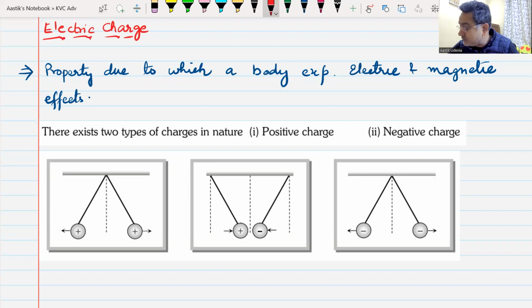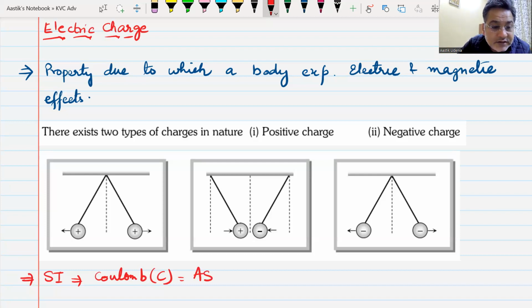The SI unit, what is the SI unit of charge? Coulomb. SI unit is Coulomb, denoted by capital C, and that is equal to ampere second. So the dimension becomes A into T, ampere into time. Ampere is the fundamental unit multiplied by time. That is the SI unit of charge. Note it down.